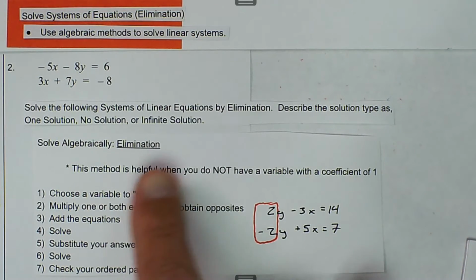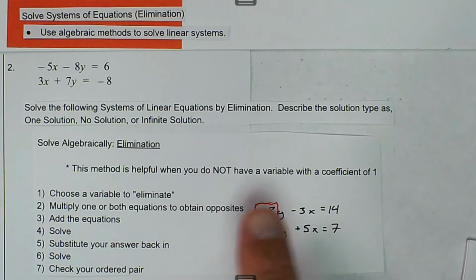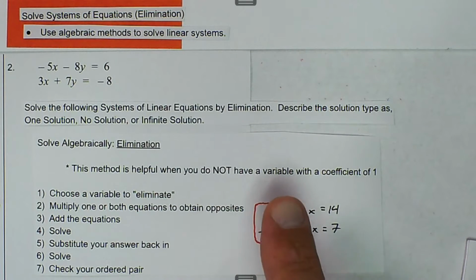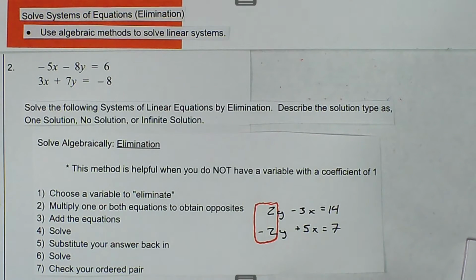So when we do elimination, that's when we can't find a variable that has a coefficient of 1. So in this case, we have 2, -2, -3, and 5. The first thing is you want to choose the variable to eliminate, which in this example, we would choose 2 and -2 because they're already opposites.